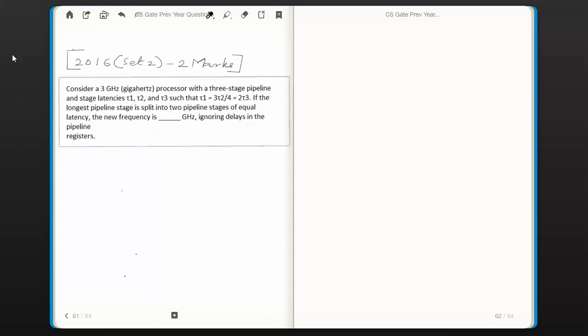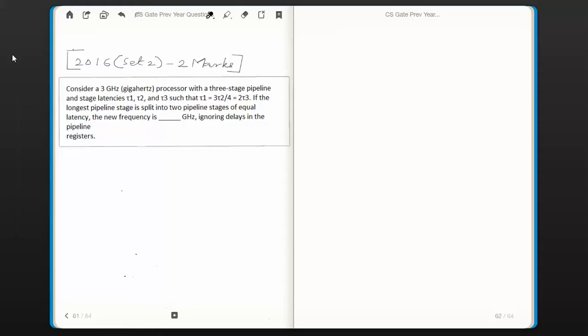So here we need to find out the frequency of the processor after the longest pipeline stage is split into 2 pipeline stages of equal latency. The frequency before the split is given to be 3 gigahertz. Now the key rule that would be applied here is that the CPU clock cycle time period is equal to the largest stage latency. So first of all, let us find out the largest stage latency before split.